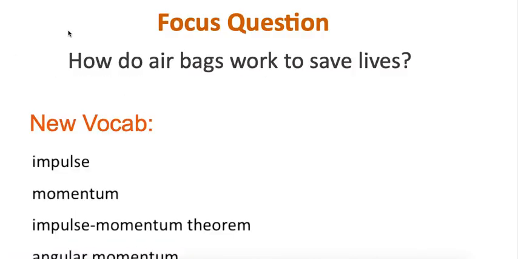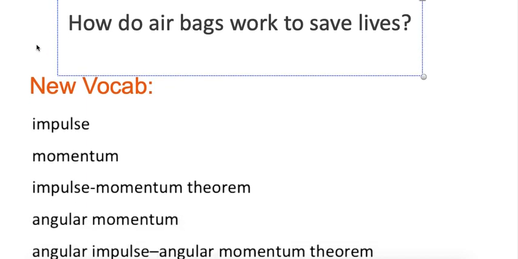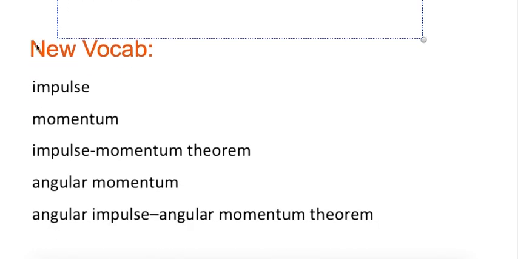So let's jump ahead. We kind of answered this question already: how do airbags work to save lives? The cars crush and the airbags go off. That's going to increase our time even more. So we'll answer that when we talk about impulse momentum. There are some vocabulary words that we're going to be taking care of: impulse, momentum, the theorem, and then the angular version of that as well.